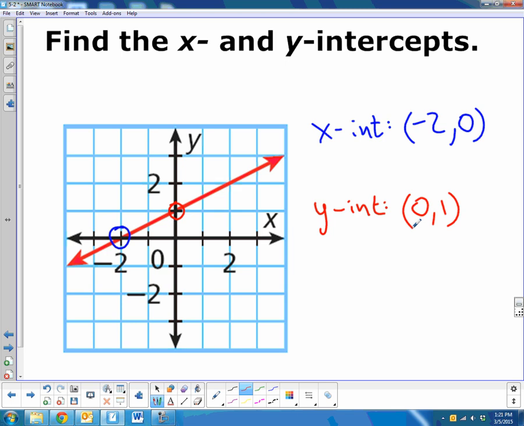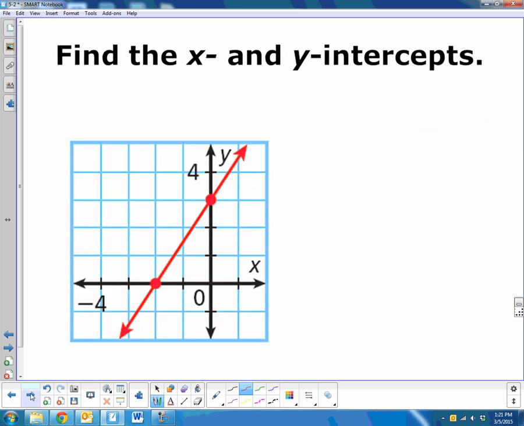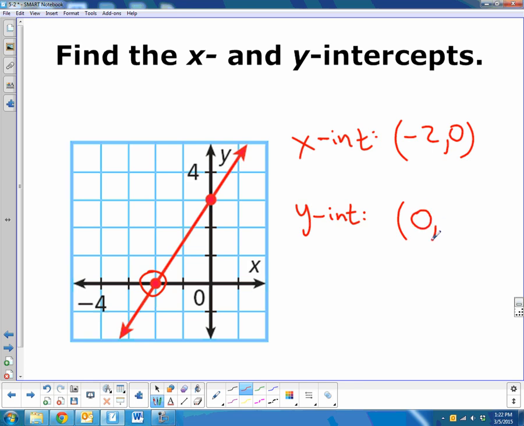So from the graph, you're just looking at where that graphed line intercepts the x-axis and where it intercepts the y-axis. Try this one on your own. I'm assuming you paused it and tried it on your own. You should have found the x-intercept and the y-intercept. The x-intercept crosses the x-axis at the point (negative 2, 0), and it intercepts the y-axis at (0, 3). So the x-intercept is (negative 2, 0), and the y-intercept is (0, 3).